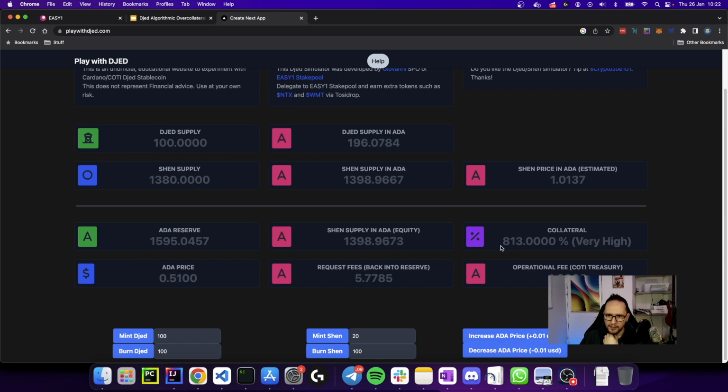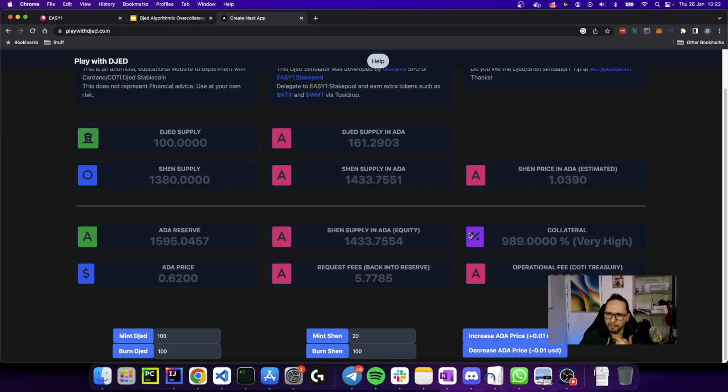But if we're going to see a price increase, and ADA goes up, you can see that both the collateral and also the Shen price in ADA at every hit is getting a little bump up. This is like a 102, 103. So as the price of ADA goes up, the Shen price in ADA obviously goes up. Again, this is estimated, could be more, could be less. Just please take this with a pinch of salt. But the math tells me that if ADA goes up, Shen goes up. If ADA goes down, Shen goes down.